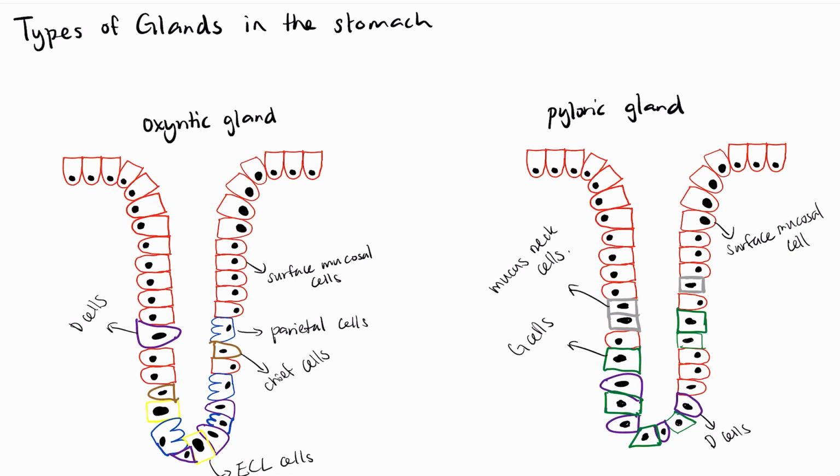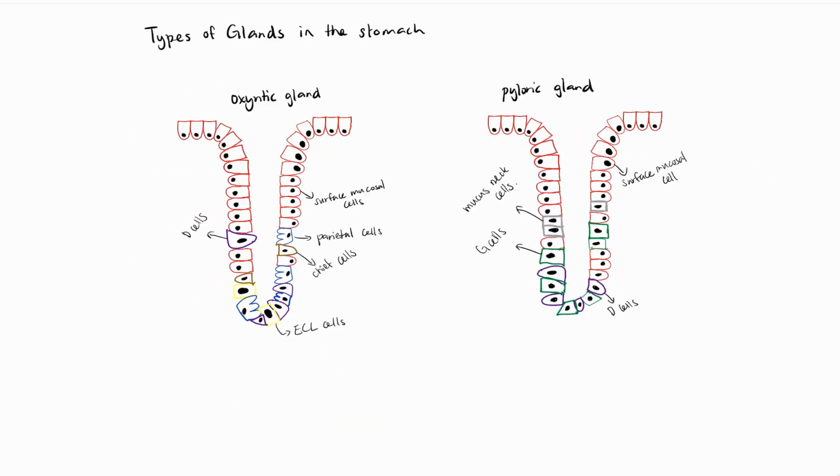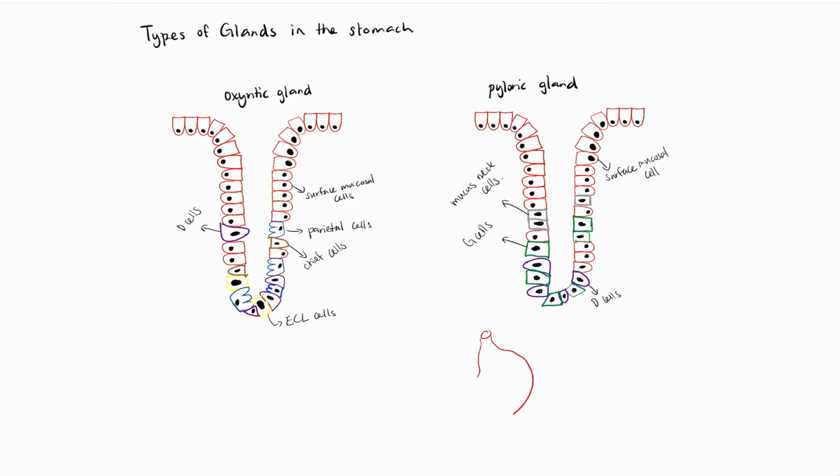And in the pyloric gland, it has D cells that also secrete somatostatin, but it also has G cells that secrete the hormone gastrin, which I will also explain later on. It's also quite important to know where these glands are located in the stomach. For example, the oxyntic glands are located in the body and the fundus, which is around 80% of the whole organ. The pyloric gland, however, is located in the antral portion of the stomach, just before the duodenum, and it's around 20% of the whole organ.